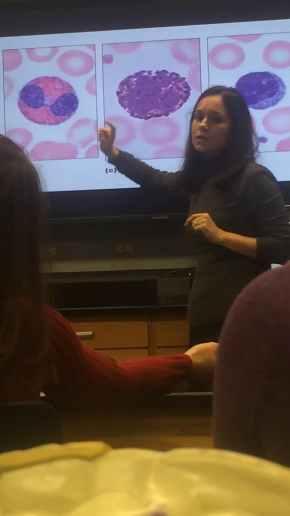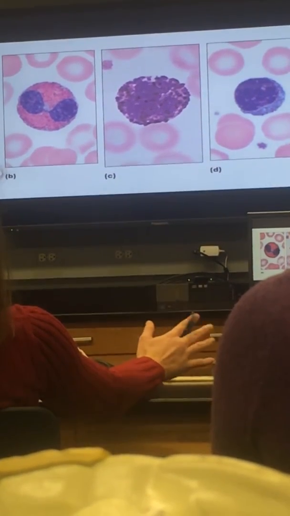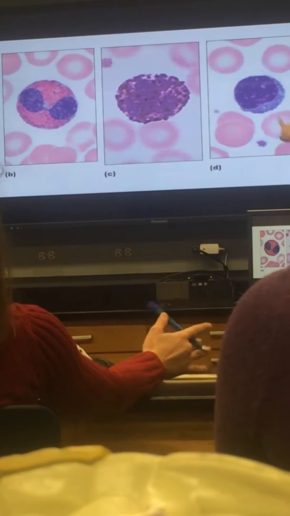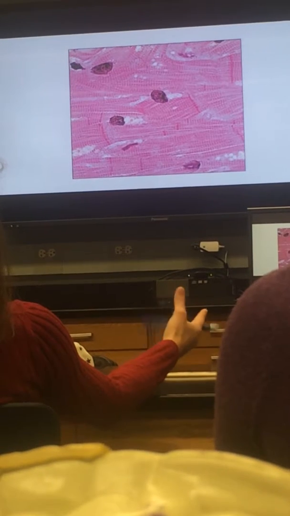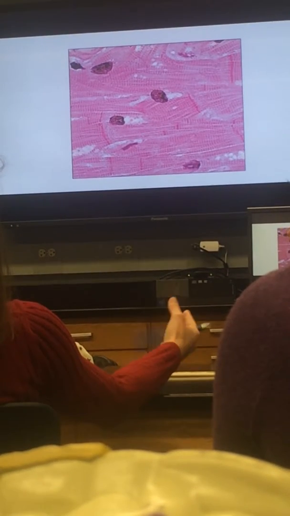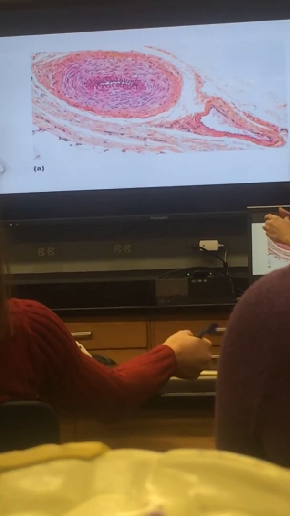What's this? Eosinophil? Granulocyte. Basophil? Lymphocyte. Look at the size. Cardiac muscle. Okay? We just have one arm muscle. That's all you need to know for the muscle.